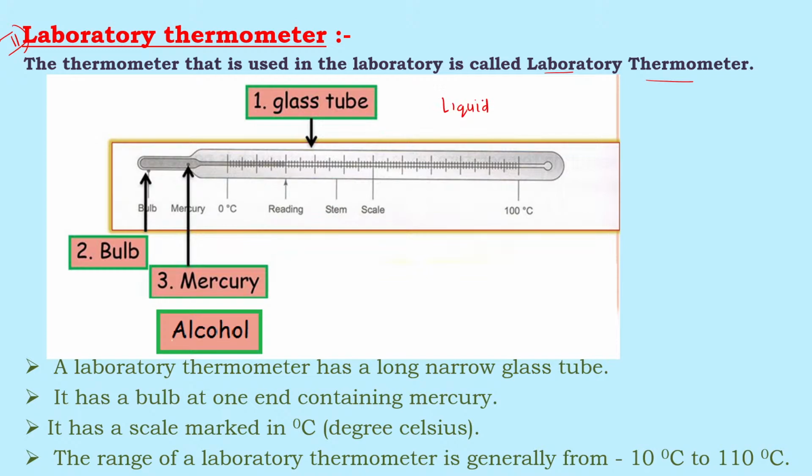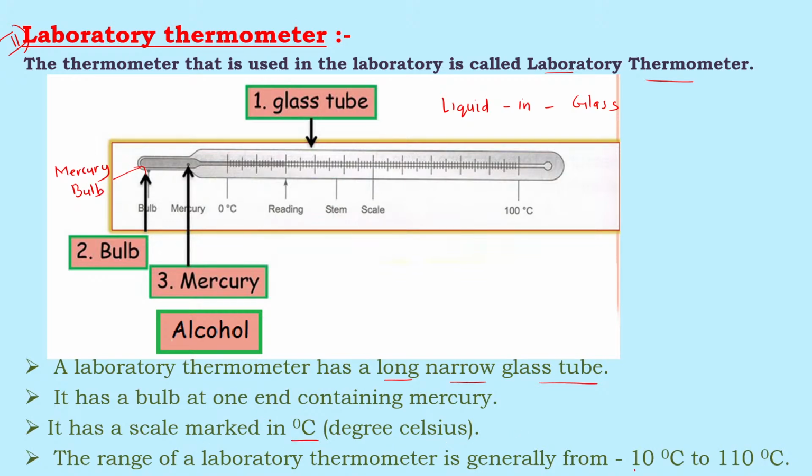What type of thermometer? Liquid in glass thermometer, wherein there is a glass tube, and the mercury bulb is there. A laboratory thermometer has a long, narrow tube, very long, with a mercury bulb at the end. As I told you, this bulb contains mercury, and therefore it is called the mercury bulb. And it has markings in degrees Celsius.